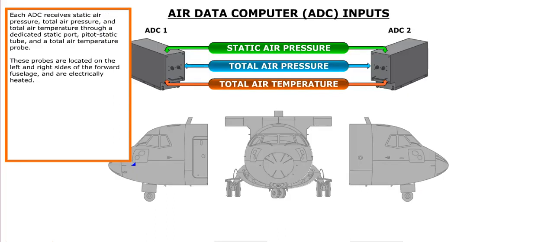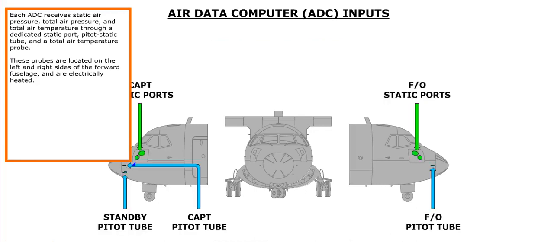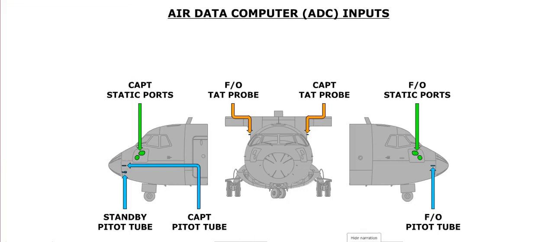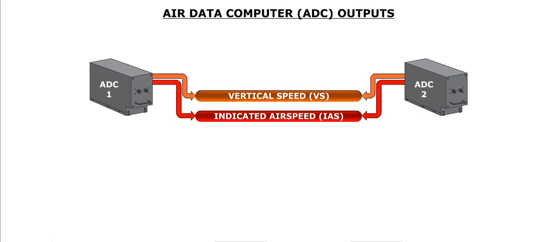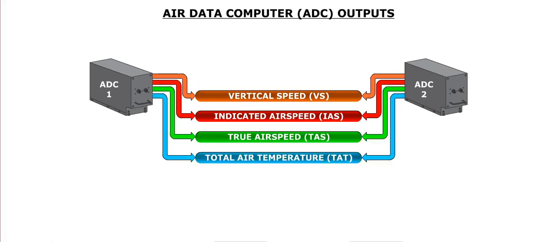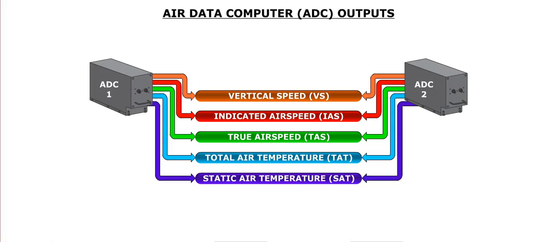Each ADC receives static air pressure, total air pressure, and total air temperature through a dedicated static port, pitot-static tube, and a total air temperature probe. These probes are located on the left and right sides of the forward fuselage, and are electrically heated. The information provided by these probes is processed by each ADC. Each ADC then calculates vertical speed, indicated airspeed, true airspeed, total air temperature, and static air temperature.